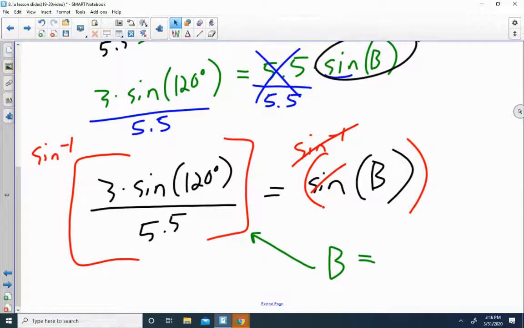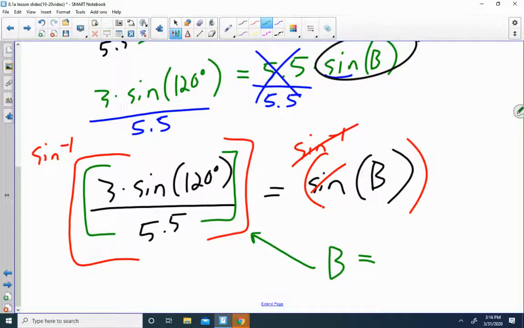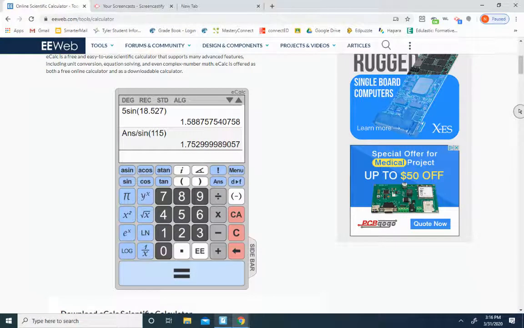So now, let's go ahead and take care of this part. Let's take care of the 3 times sine 120 over 5.5, and then once we have that decimal in our calculator, we'll then do the sine inverse of that answer. So let's go ahead and do that. 3 sine 120 over 5.5. So, clear. 3 times sine of 120, and we're going to divide that by 5.5.